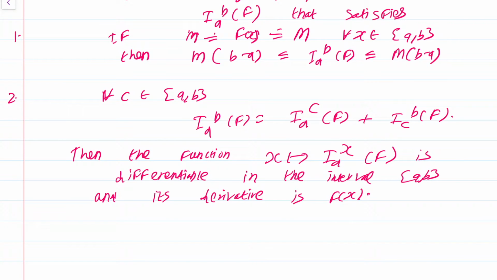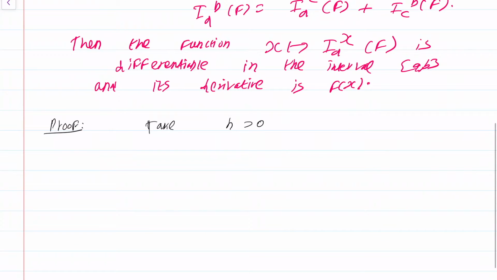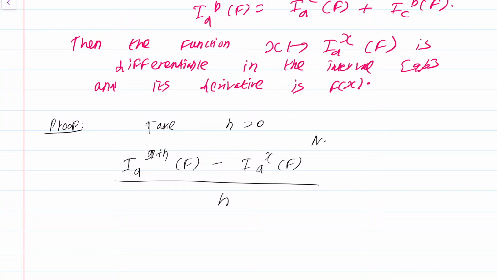The proof, for all the build-up with the statement, is actually quite easy. Proof. So what we will do is first take h to be greater than 0. The h less than 0 case is exactly similar. Word for word, you just have to change a few signs and everything will drop out in your lap. I leave it to you. What we have to do is find I_a,x+h of f minus I_ax of f, divided by h. This is the Newton quotient. We are going to compute the Newton quotient by hand.